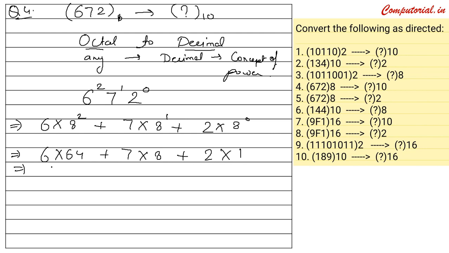So this 6 into 64 will be equal to 384, I think. 7 8s are 56, plus 2. Now we have to add these. When you add these, it will be equal to, I hope, 442. It will be equal to 442 with a base of 10.